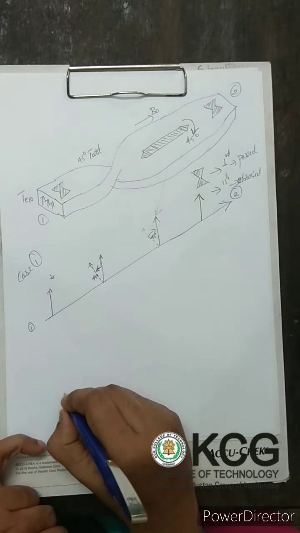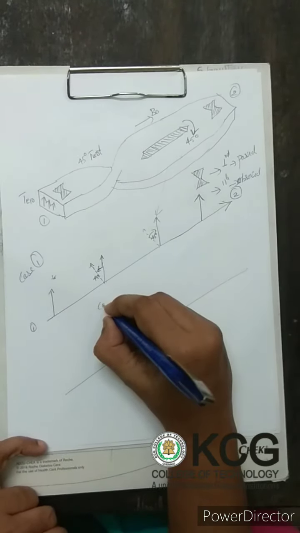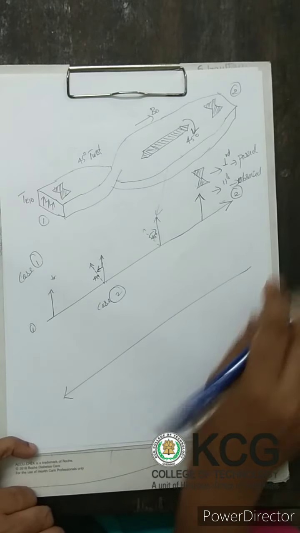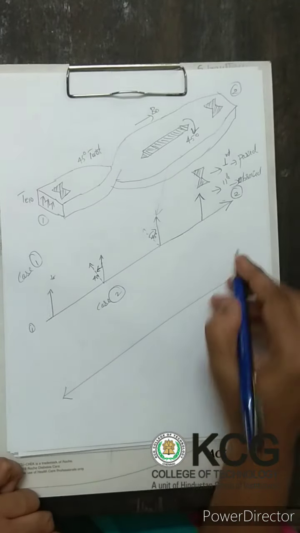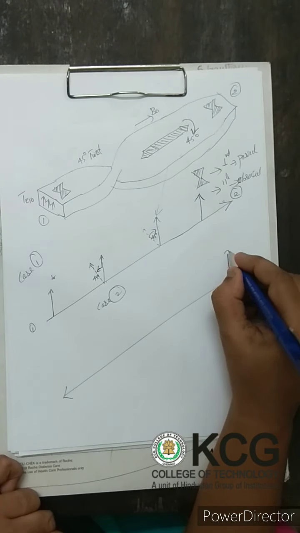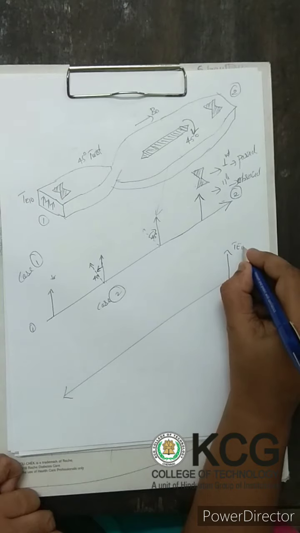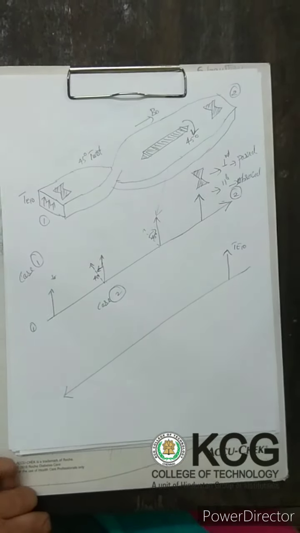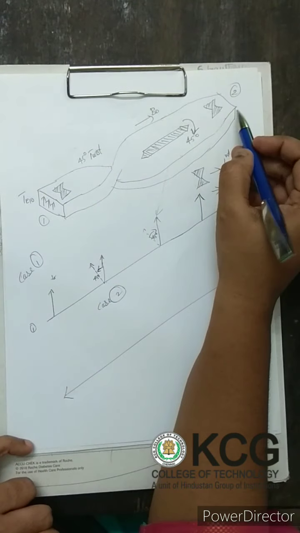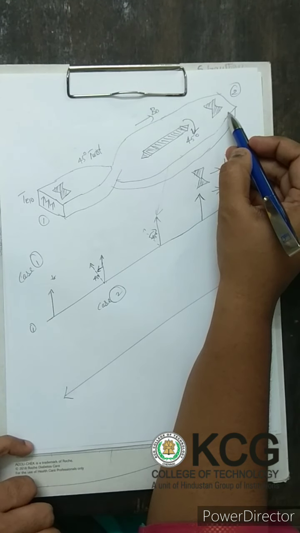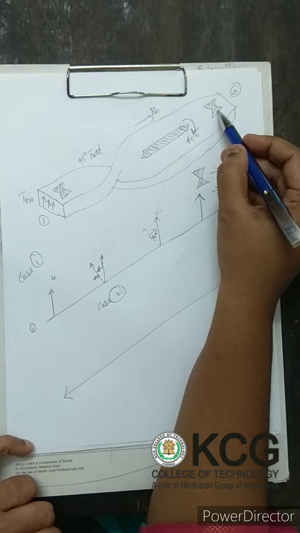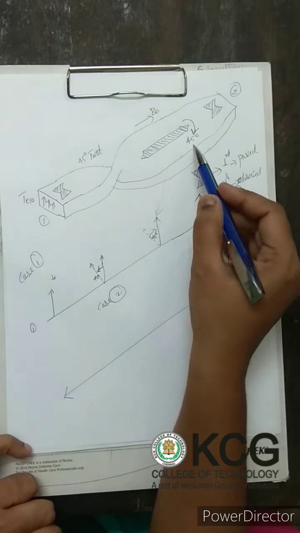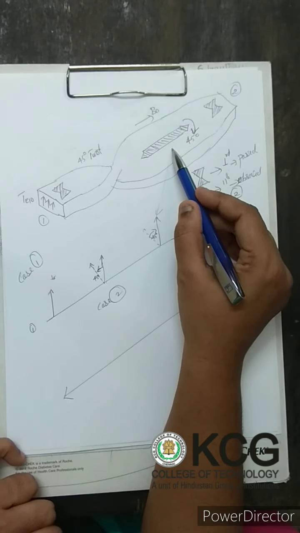Now coming to case 2. Case 2 is when energy is transmitted from port 2 to port 1. Let us take the same condition. My TE10 mode has been propagated through port 2. Now it comes across the resistive card. Since these two are perpendicular to each other, that energy is transmitted. Now it comes to the ferrite rod.